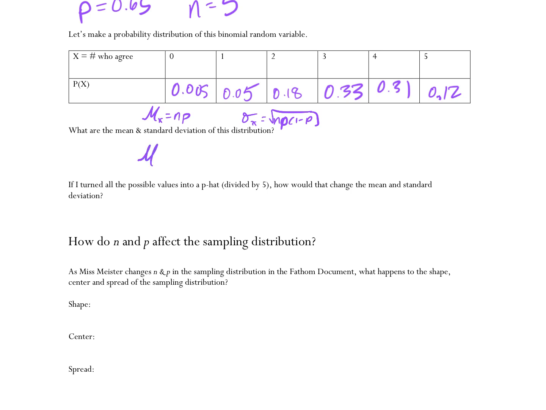So the mean of my binomial would be 5 times 0.65, which is 3.25. And the standard deviation of my binomial would be the square root of 5 times 0.65 times 0.35. I don't remember the standard deviation.